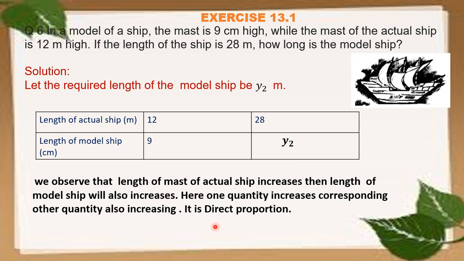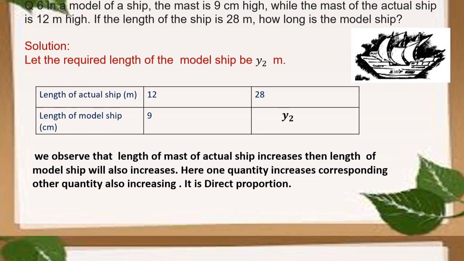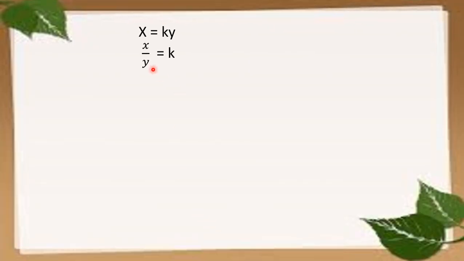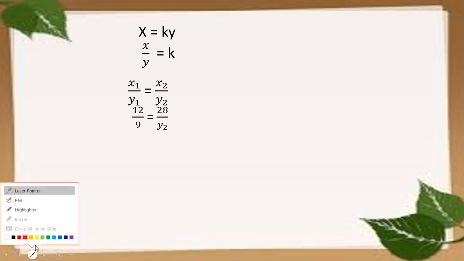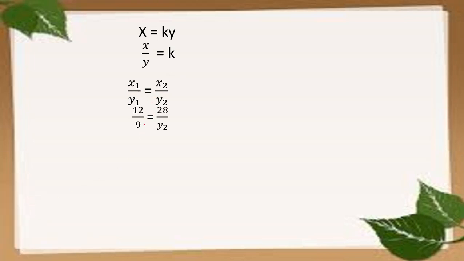So by the direct proportion we know that x is equal to ky, or we can say ratio of both the quantities is same. So it can be represented as the formula x1 upon y1 is equal to x2 upon y2. Now by putting the values we get 12 upon 9 is equal to 28 upon y2. Now by cross multiplication we get 12 into y2 is equal to 28 into 9.